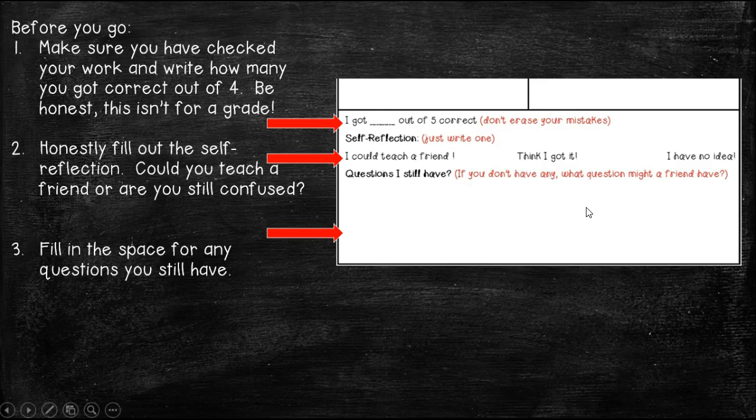Now make sure you've checked your work and you write how many you got correct out of 4, because we only had 4 problems tonight. Be honest, it's not for a grade. Honestly, fill out that self-reflection. I know this is a little bit harder than what we've been doing, but do you think you get it? Could you teach a friend, or are you still confused? And then, of course, fill in the space below for any questions you might still have.